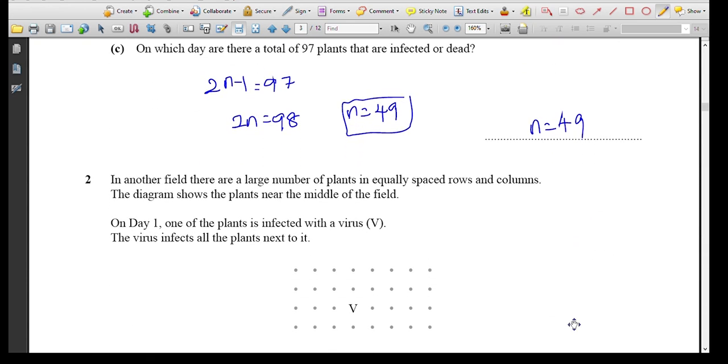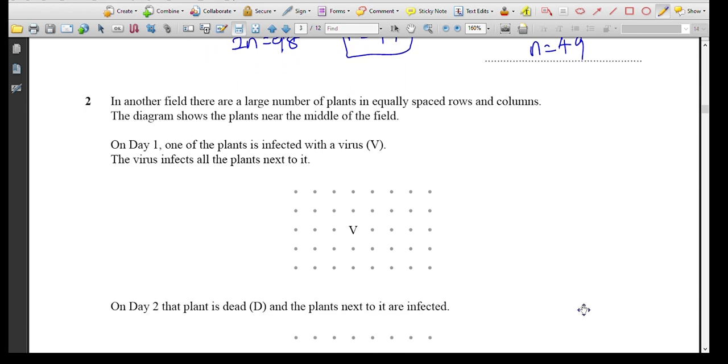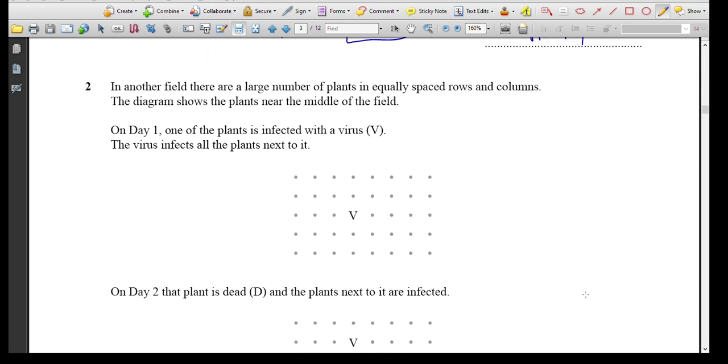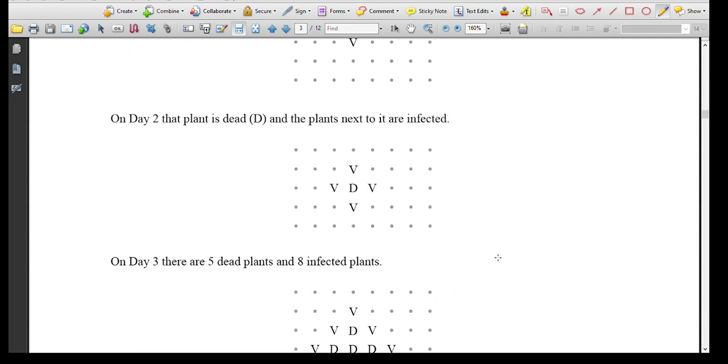Let's proceed. In another field, there are a large number of plants in equally spaced rows and columns. Previously it was a straight line, and now they have given that plants are in rows and columns. The diagram shows the plants near the middle of the field. On day one, one of the plants is infected with a virus V. The virus infects all the plants next to it. So the first day V, and the next day the next plants are getting infected. So it has been given in the diagram here.